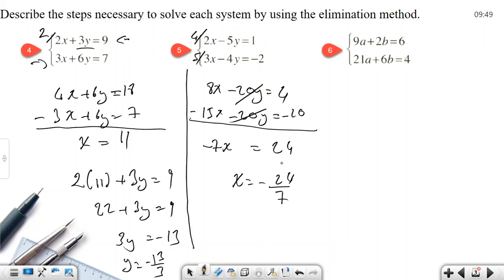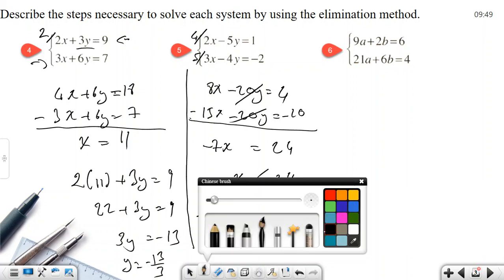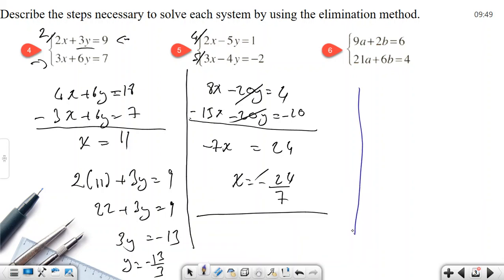That's going to be a long process. Let's do it. Why not? I'm going to use that side because there is not enough space, sorry.